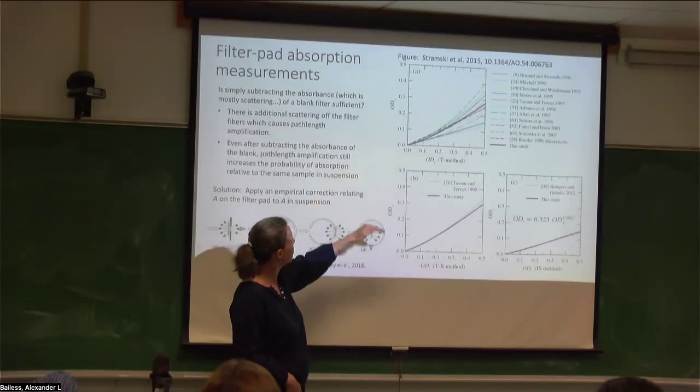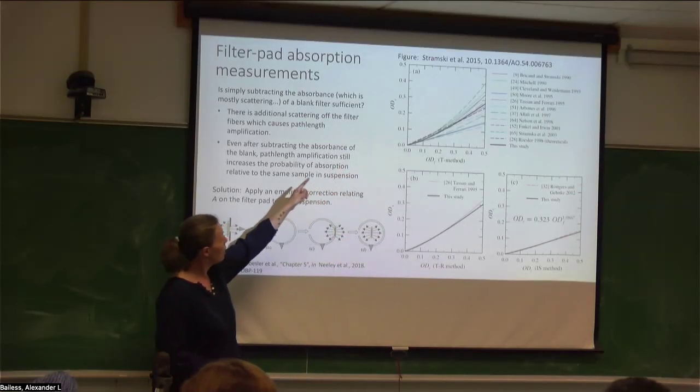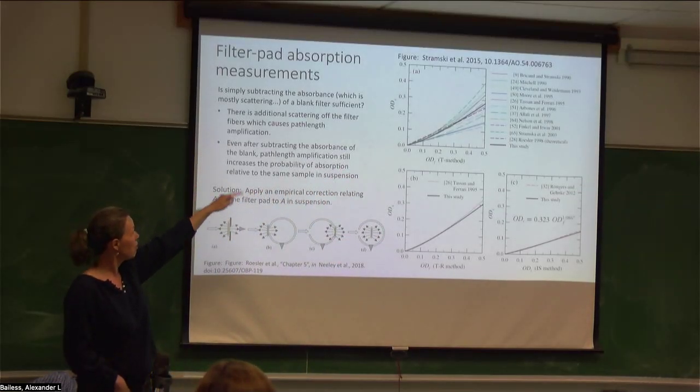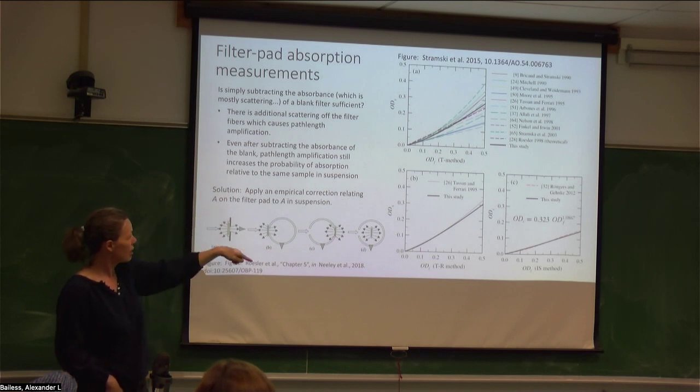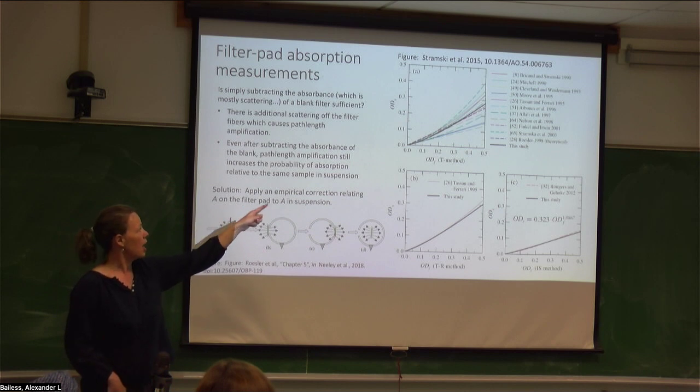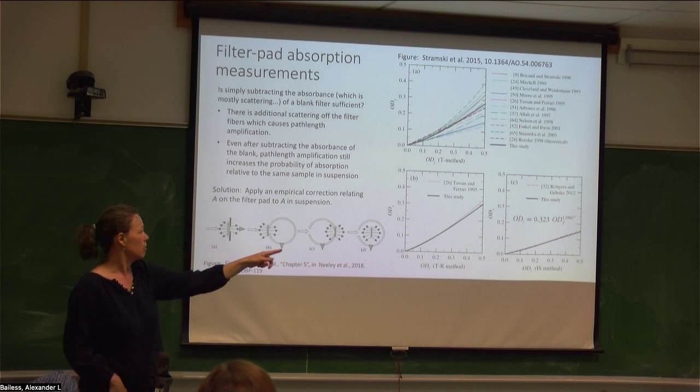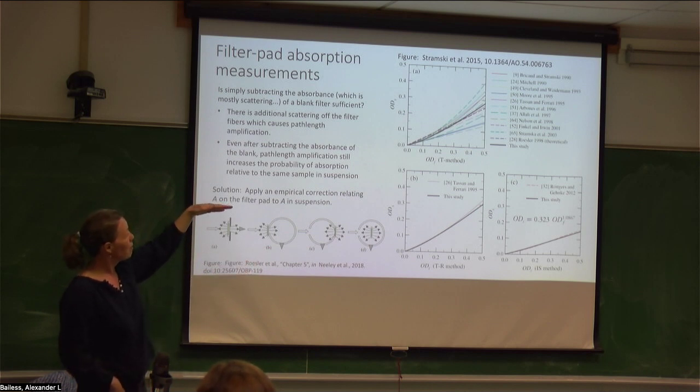So these are kind of these relationships between absorbance in suspension, OD sub S on the y-axis of each figure. And then ODF is the optical density of the filter by all of these different methods. That's on the horizontal axis. And so you can see that there's a bunch of different studies that kind of tried to do this.